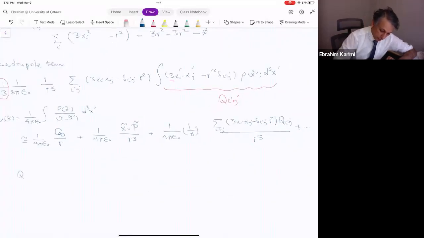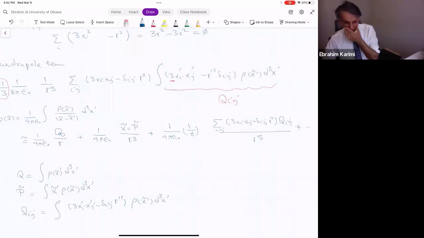Q was the monopole term, which was the integral of rho of x' d3x'. P was the dipole term, which is the integral of x' rho of x' d3x'. And the quadrupole term, qij, was given by the integral of 3 xi' xj' minus delta of ij r' power of 2, rho of x' d3x'. Okay.